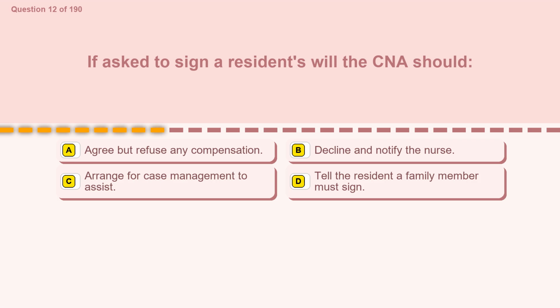Option A. Agree but refuse any compensation. Option B. Decline and notify the nurse. Option C. Arrange for case management to assist. Option D. Tell the resident a family member must sign.